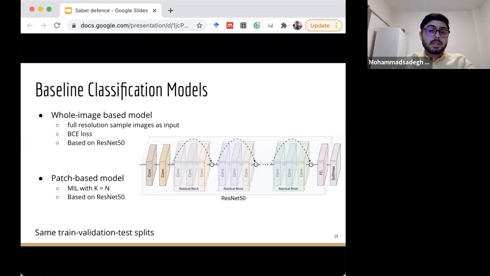The second model is named the patch-based model, which is actually an extreme case of the MIL model. Instead of limiting the model to only take the K top patches in training, we use all of the patches and label them with the sample level label that we had, or equivalently, we set K to be N. The patch-based model is also based on ResNet 50, and all models were trained and validated with the same data splits to make it a fair comparison.